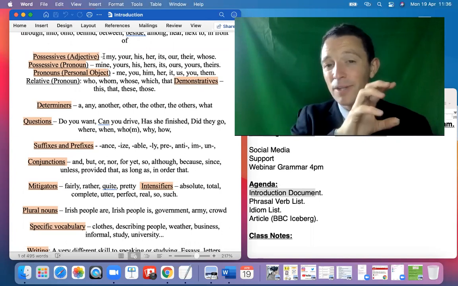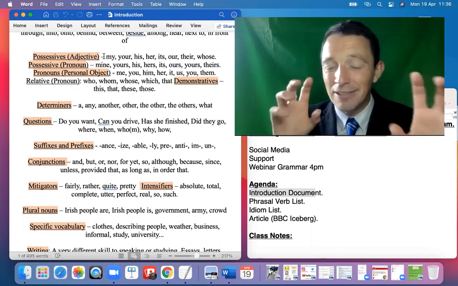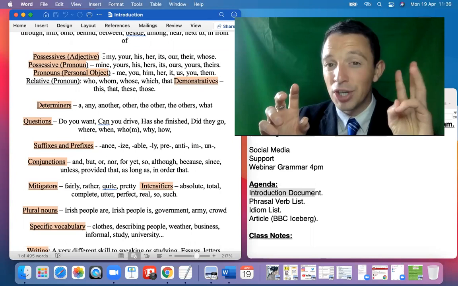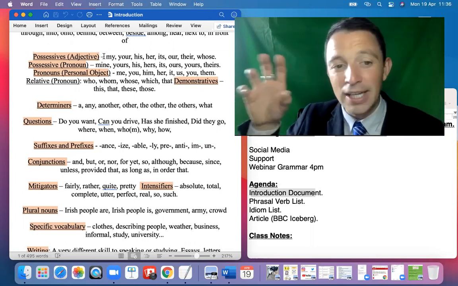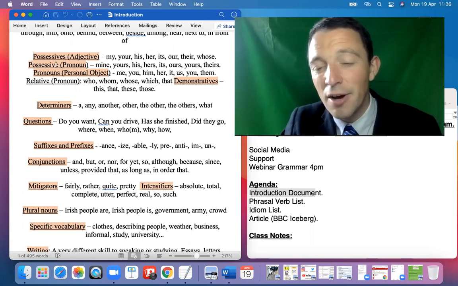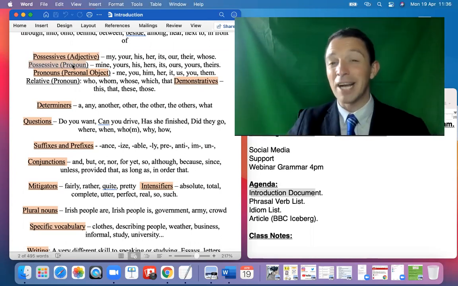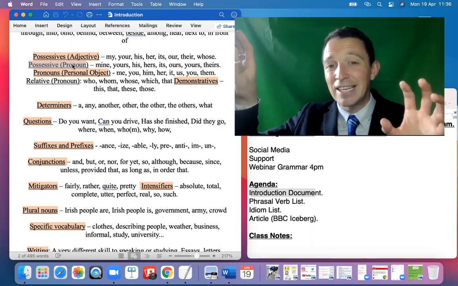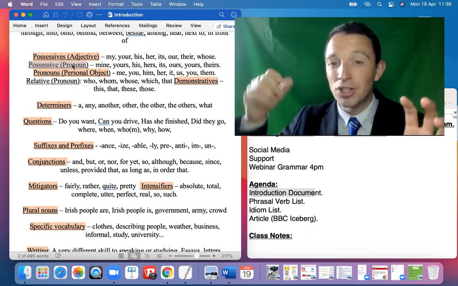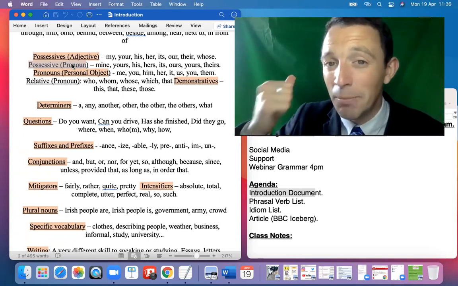That's the adjective to describe the noun. Okay, it's possessive adjective. My brush, your brush, his brush. But the possessive pronoun, as you see here, is the second column. For example, the brush is mine, the brush is yours, the brush is his, masculine, the brush is hers, feminine. So that's the big difference, especially between masculine and feminine.